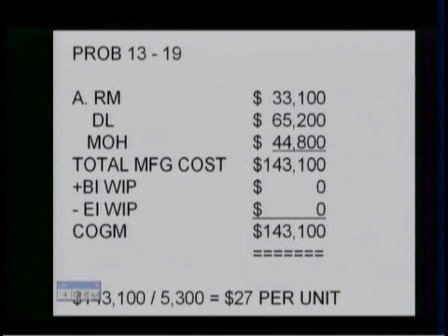If you wanted to find out how much per unit, you simply take the total cost of $143,100 and divide it by the number of units you made, which was 5,300. You get $27 per unit.